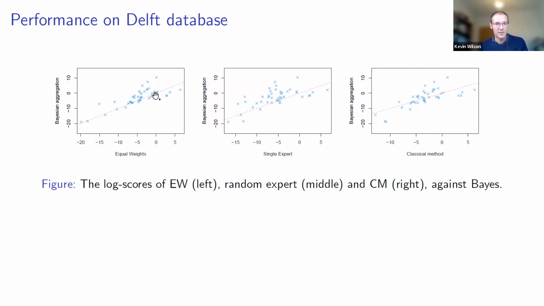So what you'll see is in the equal weights one, the vast majority of points are above the line, which means the Bayesian aggregation gives a higher log score than equal weights. That's even more true if you just take a random expert from each of the studies.